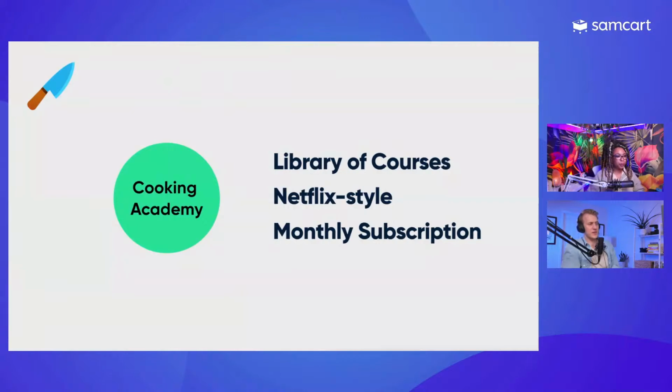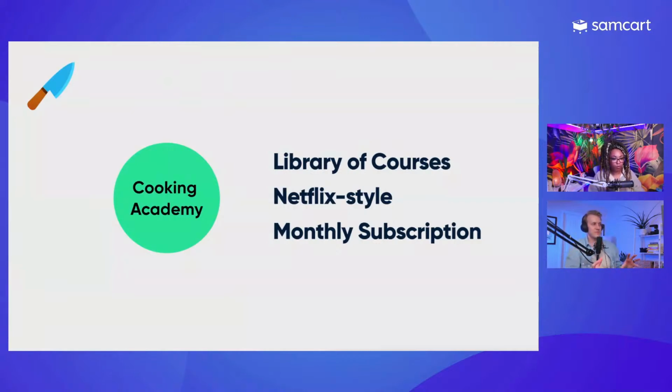So we started off with the lowest tier. This is the Cooking Academy, patent pending. It's just a library of courses. It's Netflix style, so you have unlimited access to tons of videos, very much like Creator U, where there's 20, 30, 40, 50 different cooking courses in here, all depending on what you want to cook, what types of stuff.